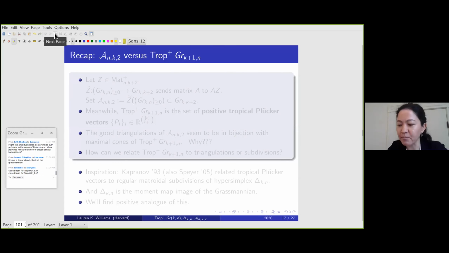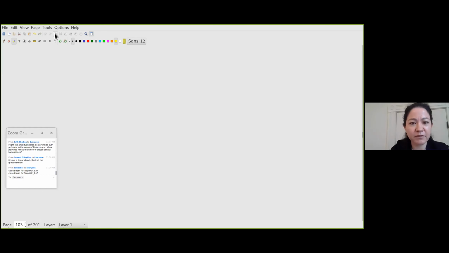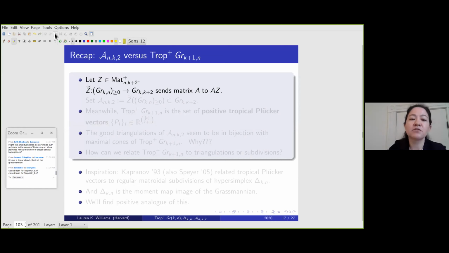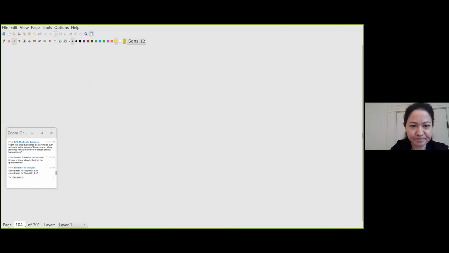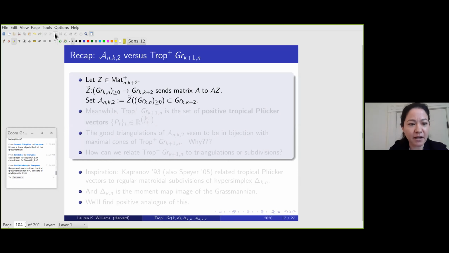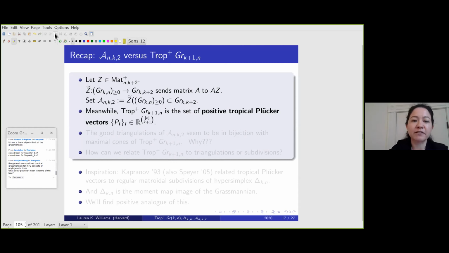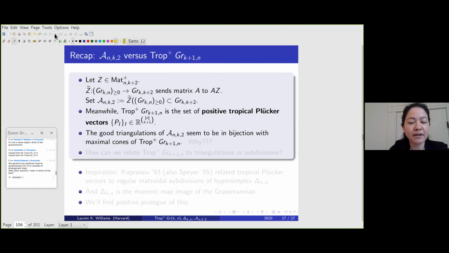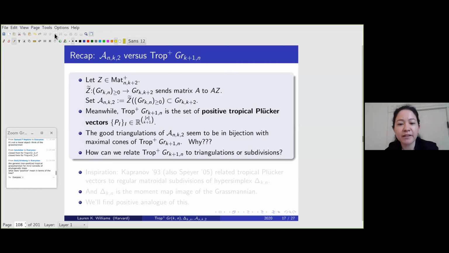Okay, so let me give a recap of our two main geometric objects here, the amplituhedron and the positive tropical Grassmannian. If Z is an n by (k+2) matrix with maximal minors positive, Z tilde gives us a map from the TNN Grassmannian to a related Grassmannian, just induced by matrix multiplication. And the amplituhedron is the image of the TNN Grassmannian under this map. Meanwhile, the positive tropical Grassmannian is the set of positive tropical Plücker vectors. So this is just a bunch of points which satisfy a lot of inequalities. And what we observed numerically is that good triangulations of the amplituhedron seem to be in bijection with maximal cones of the positive tropical Grassmannian. The question is why? How can we relate the positive tropical Grassmannian to some kind of triangulations or subdivisions?